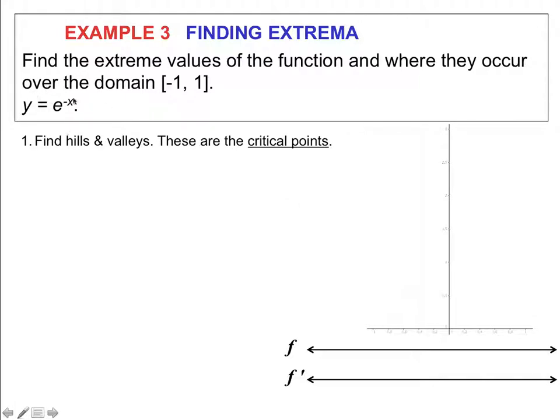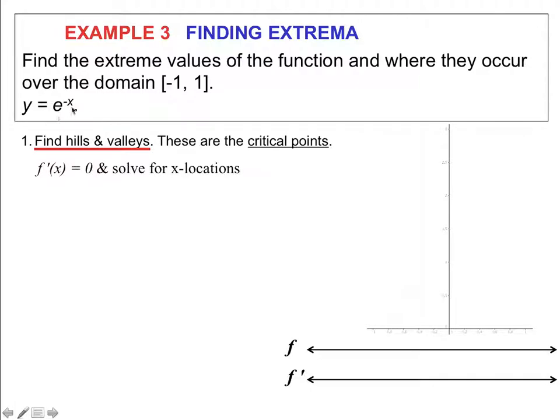Okay, so here's another one. Let's take a look at y equals -e to the x, and we're going to look over the domain of -1 to 1. So -1 is this. I've really zoomed in here. -1 is way over to the left here, and 1 is way over to the right.